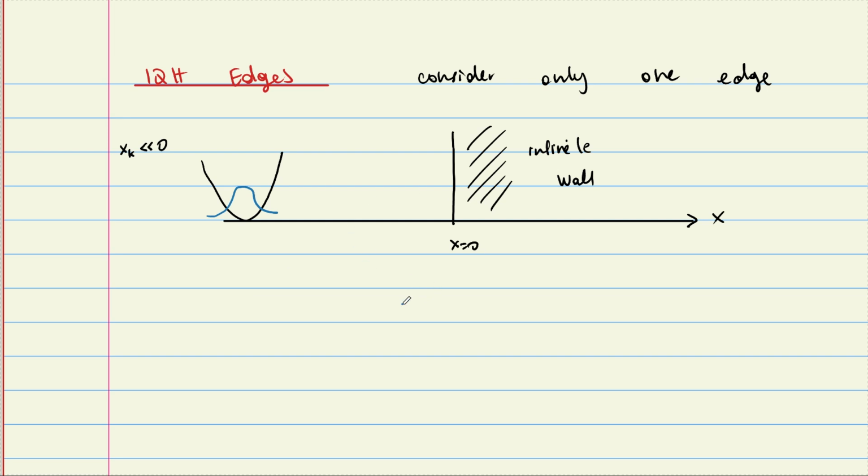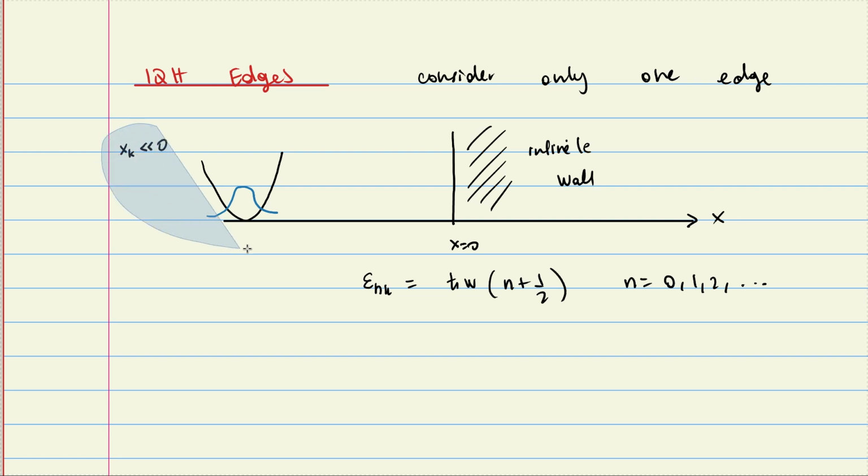So in this case, this Gaussian, exponentially decaying, is not going to see anything about this wall, right? The wall is far away. Whether there is a wall here or not is irrelevant for this Gaussian, and the corresponding energy will also not change. So then E n k is going to be h bar omega times n plus a half, with n equal to 0, 1, 2, and so on. So basically no change.